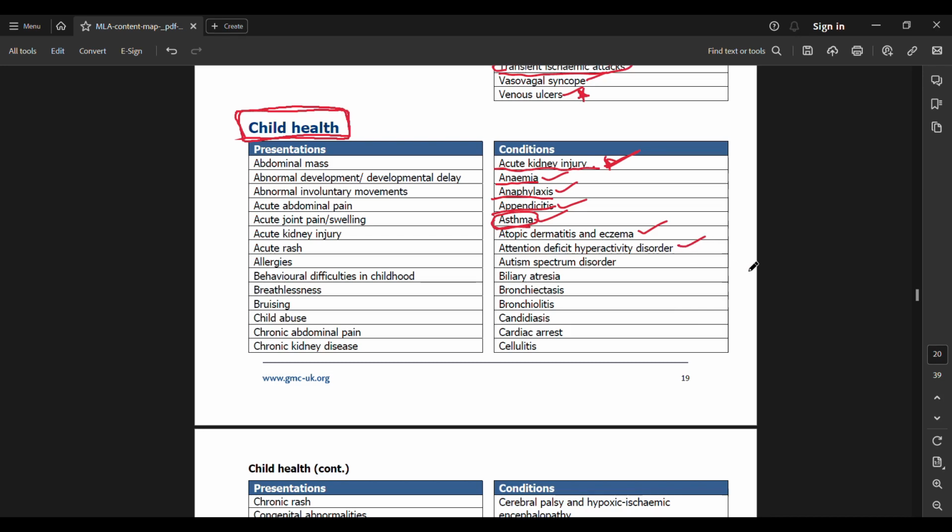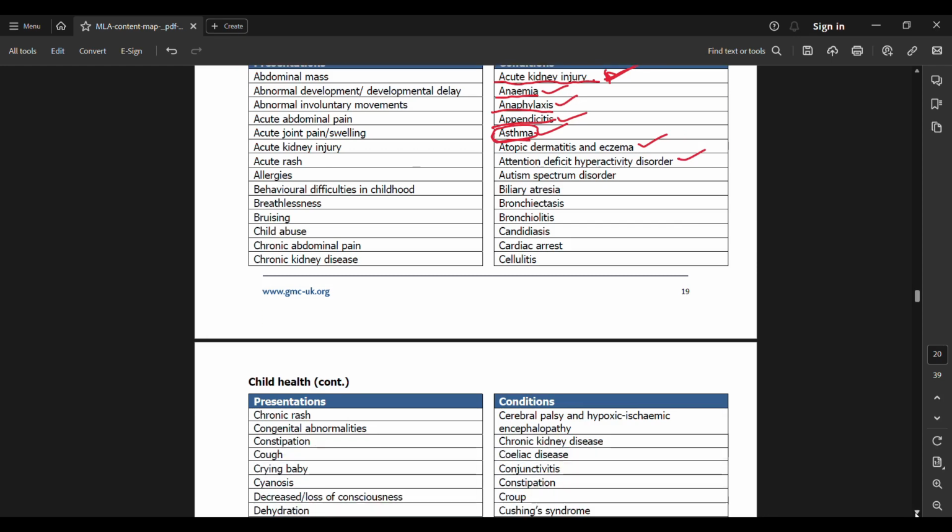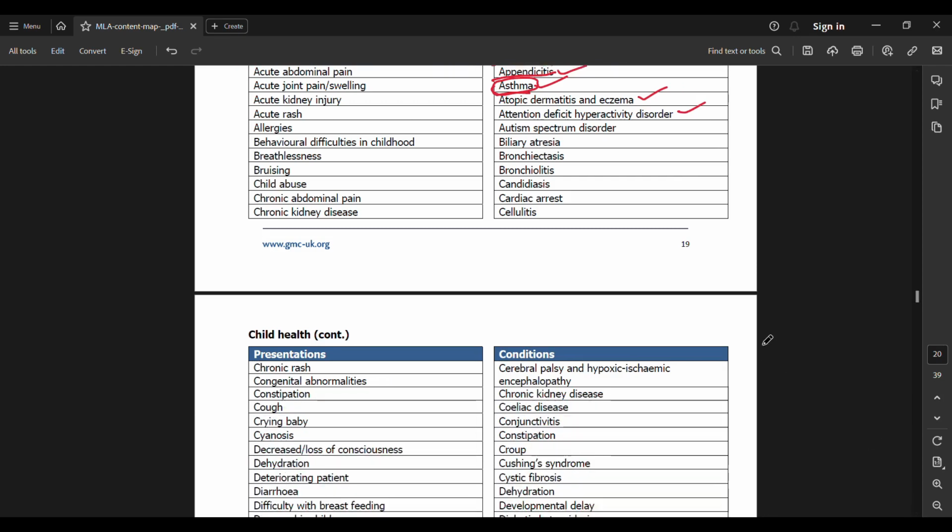Attention deficit hyperactivity disorder, again, a favorite scenario when it comes to child mental health, and it's usually a child who isn't paying attention in school, who's walking around, who can't sit still, and yeah, very important scenario.